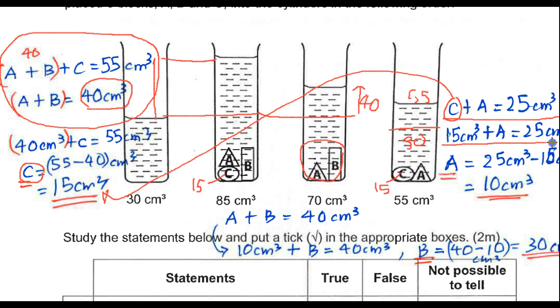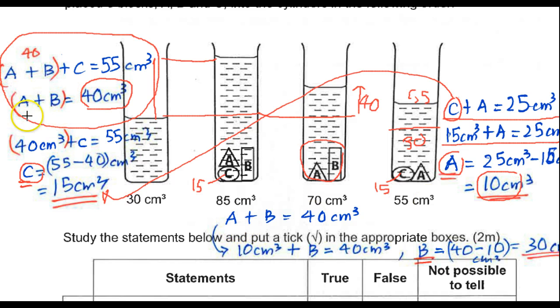Now from this equation, can you find A? Yes, right? A is actually 25 subtracting 15, right? So A is 25 minus 15, which is 10. Can you see? So we have C 15, A is 10. Can we find B? Yes.